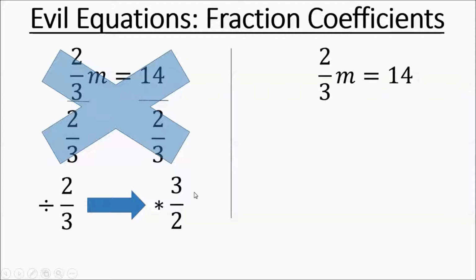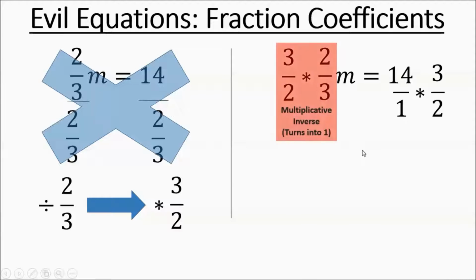So when your coefficient is a fraction, instead of dividing by the fraction, you want to multiply by the reciprocal. So check it out over on the right side. I'm going to write in a times 3/2, and I'm going to write in a times 3/2 over here. Now I've got it as over 1 because you want both terms as fractions when you're multiplying. So over here on the left side of the equation, if you did 3/2 times 2/3, it's going to turn into a big 1. So you're going to have 1m. That's the multiplicative inverse happening there.